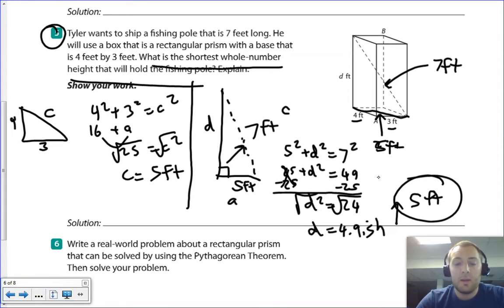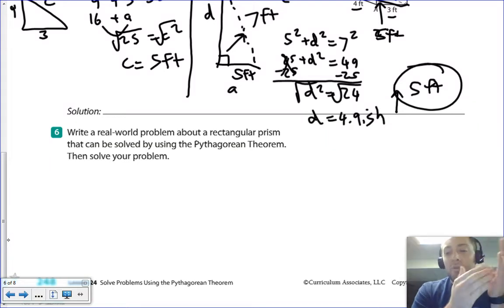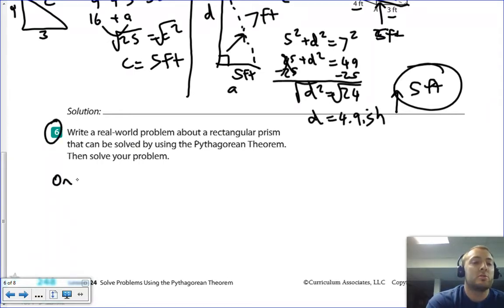All right, for number 6, the last one, it says write a real world problem about a rectangular prism that can be solved by using the Pythagorean theorem. Number 5 was an example of that. You have to come up with your own and then show how to solve it. I would think about all the numbers we've used for the Pythagorean theorem and try to use the ones that will work the best, but really you can use any numbers. But make it a real world problem, make it your own. That one I'm going to have you do on your own as well, but it's all based on what we've been doing.